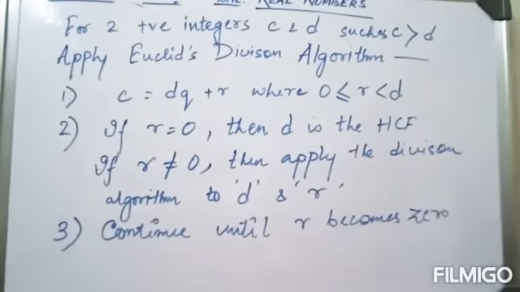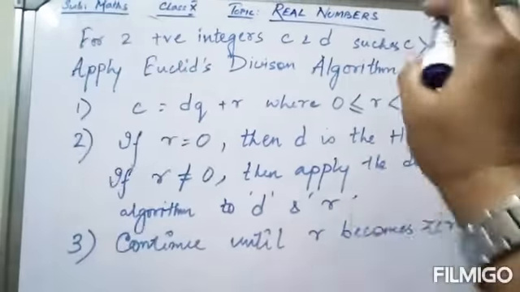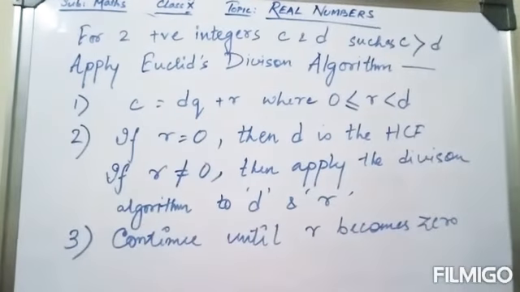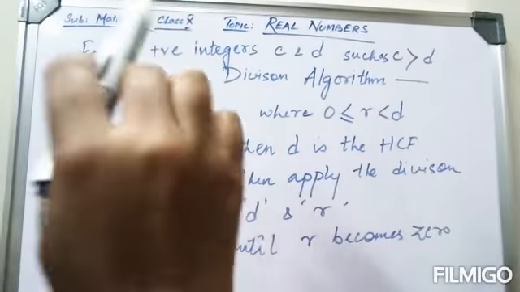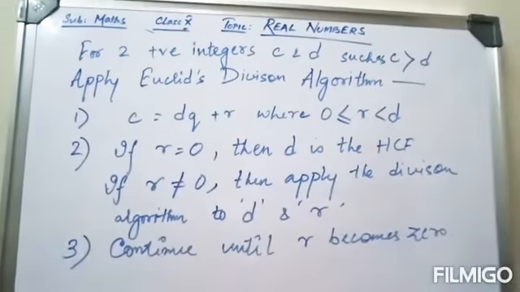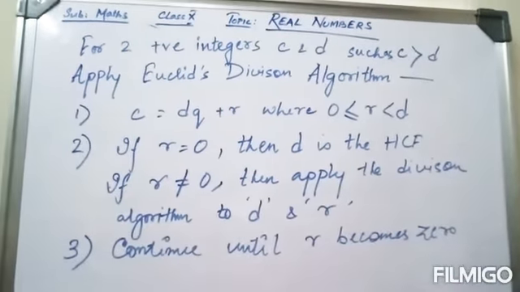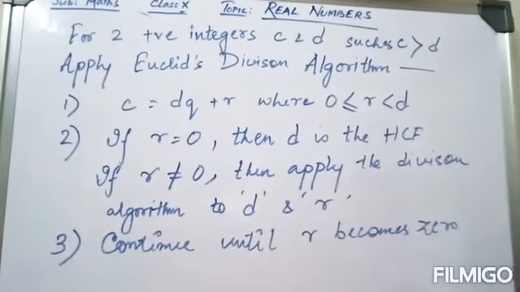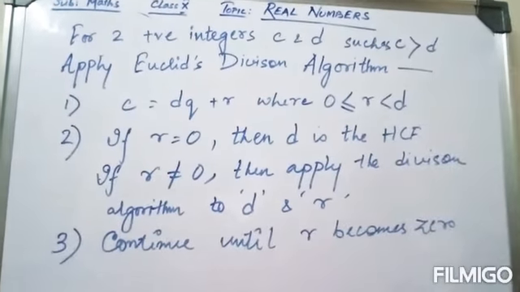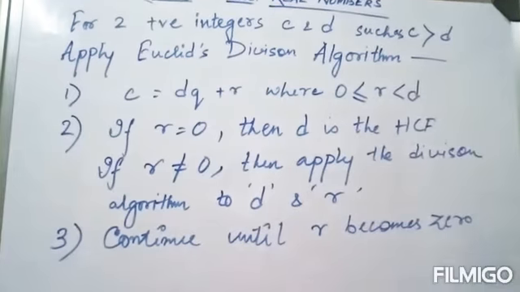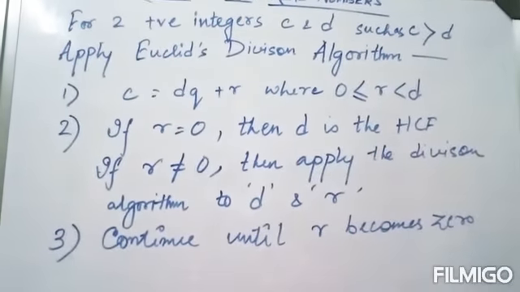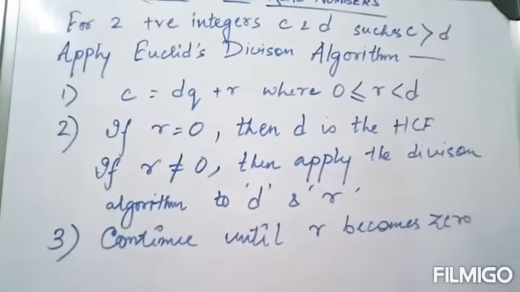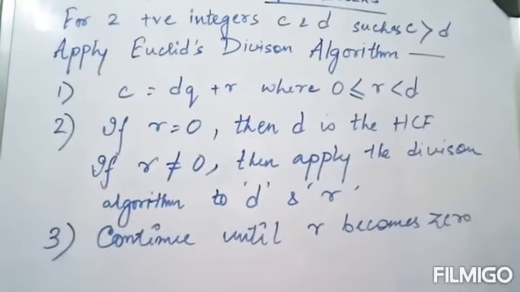So I am rewinding it once again. How can we interpret HCF in the form of Euclid's division lemma? For any two positive integers, the numbers should be positive of course, and one number is greater than the other. It can't be equal. You can't take equal numbers. So one number has to be greater than the other. Let the greater number be C and the smaller number be D.